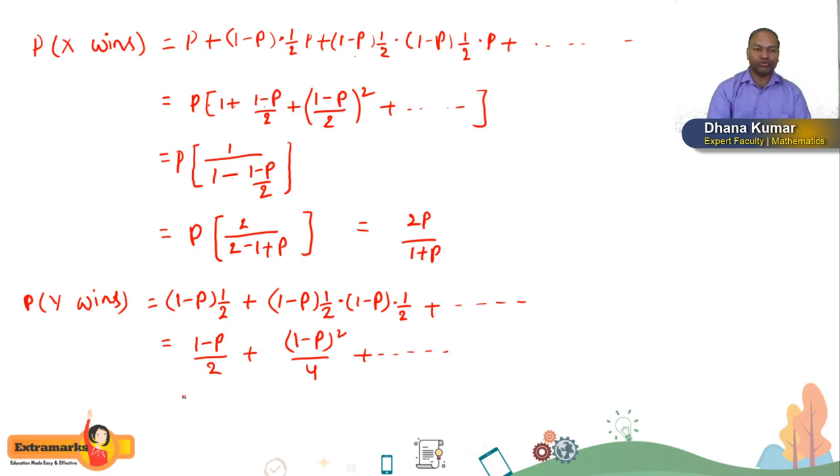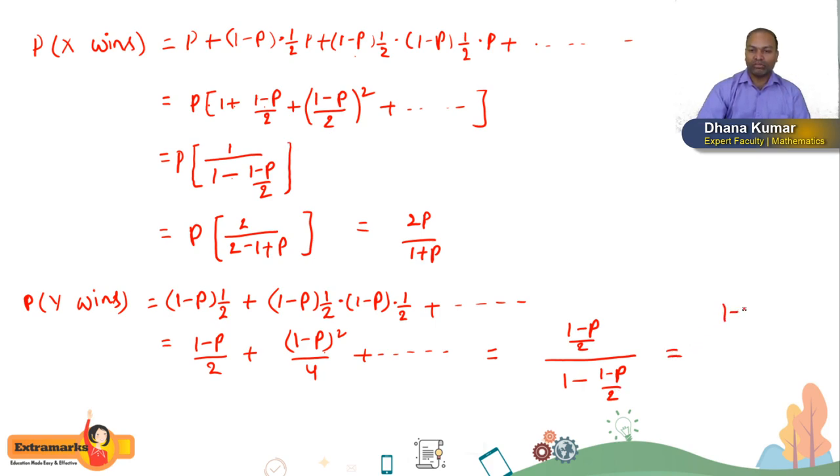Again, we get a GP only. So, the sum of infinite terms in GP formula is A by 1 minus R. The common ratio also, what? Yes, the same only. So that is 1 minus P by 2.